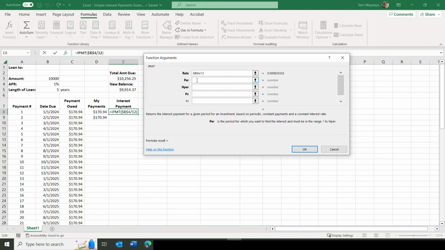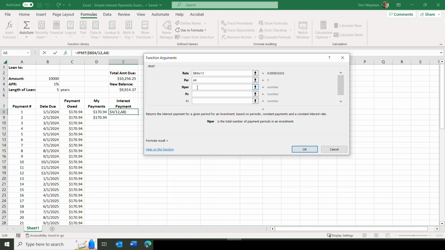Now here is the new addition to what we need to know to complete this particular formula, and that is per, or it's really the period for which you want to find the interest. Well, in this case, the period we already figured out because we put in column A payment 1, 2, 3, and that is exactly the information that we need for this particular piece of the puzzle. So the period in this case is the very first payment in A8, and of course that will change as we copy the formula down, so no dollar signs.